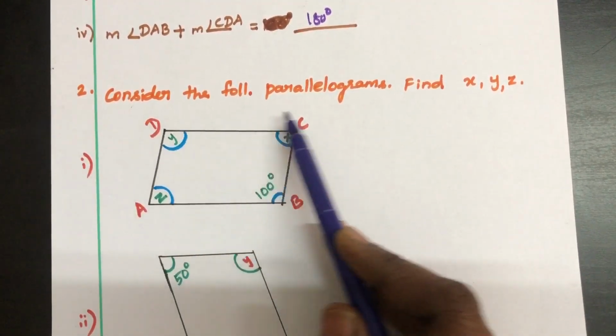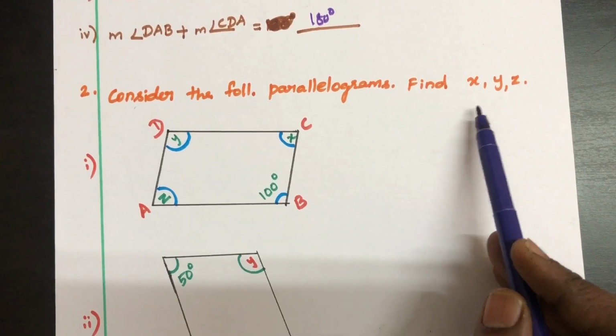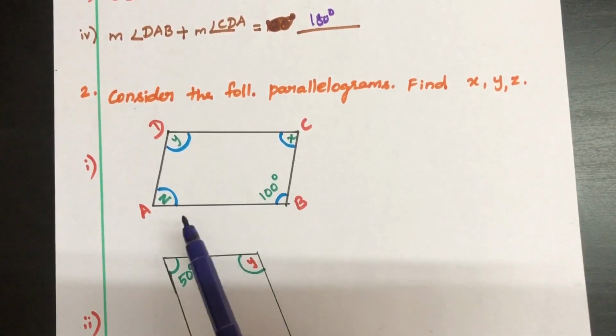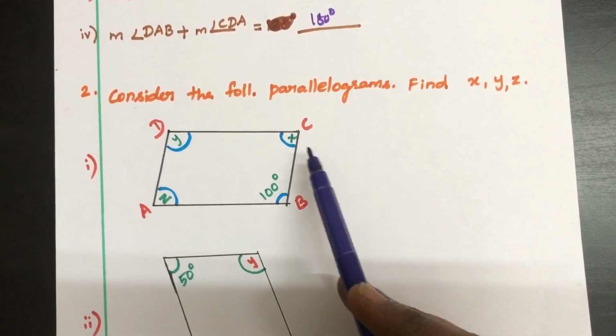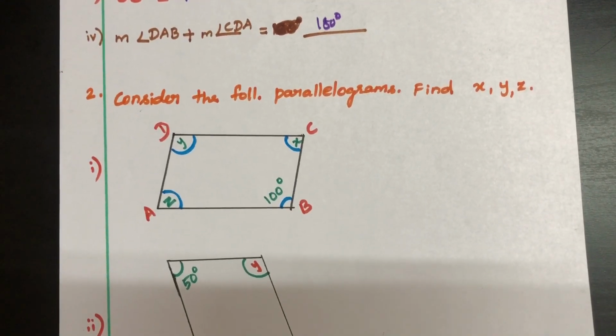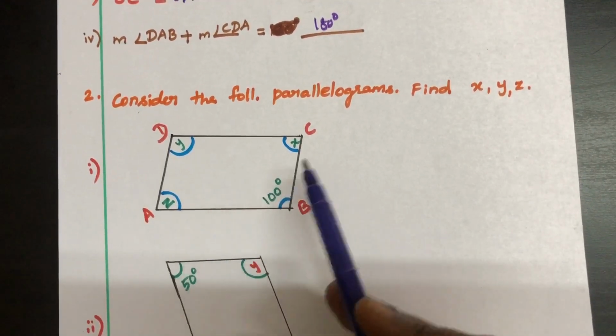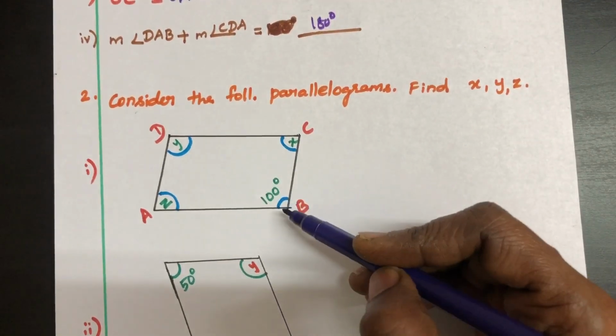Second question. Consider the following parallelograms. Find X, Y, Z. First subdivision. ABCD is a parallelogram. If you know the properties well, it is just a 30-second question. It's very easy to solve also.